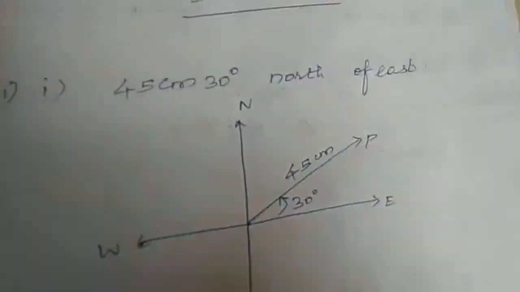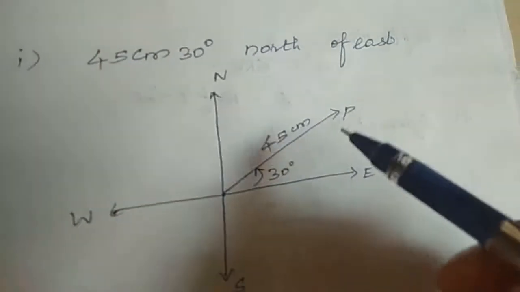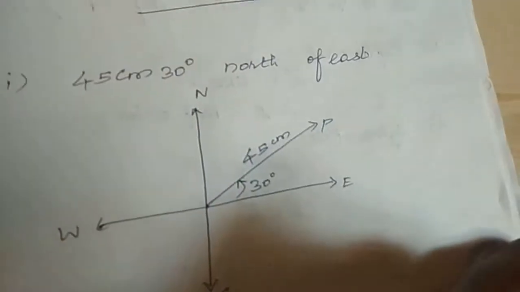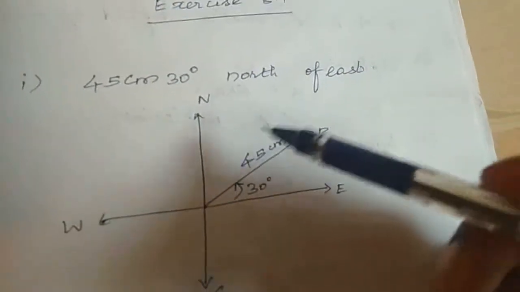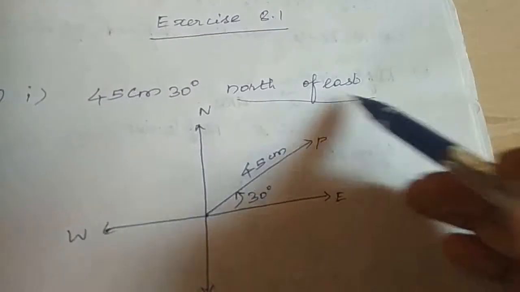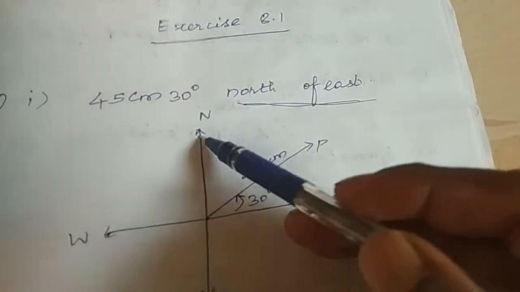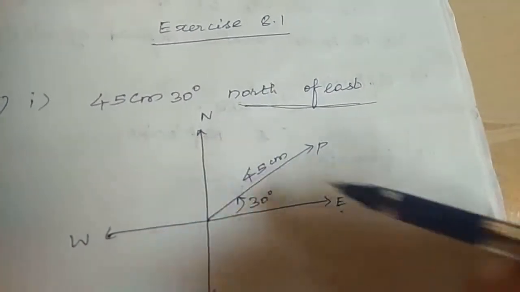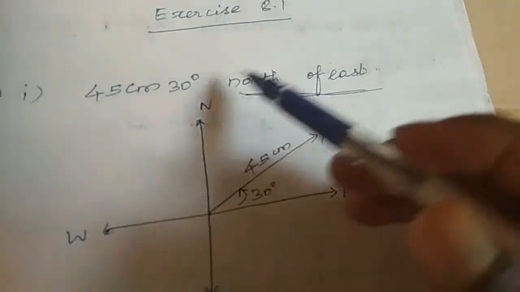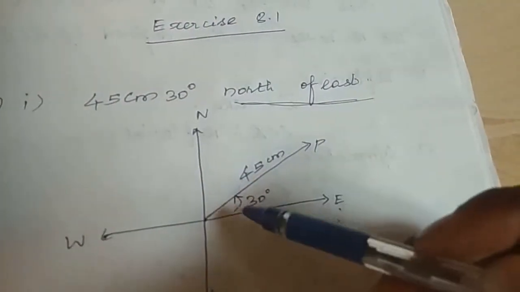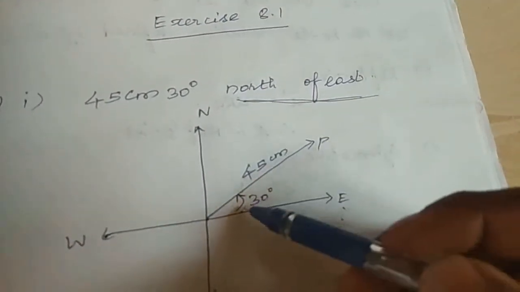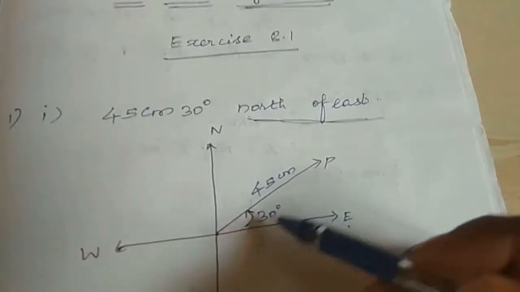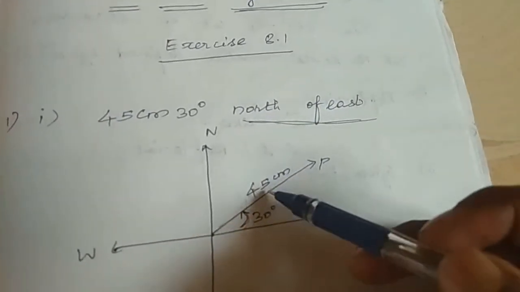Now solution. Here, this is the x-axis, this is the y-axis. So we know the sides north, south, east, west. 30 degree north of east means here this is north, this is east. So between north and east, 30 degrees here. North of east means the arrow mark here, 30 degree. The length is 45 centimeter.